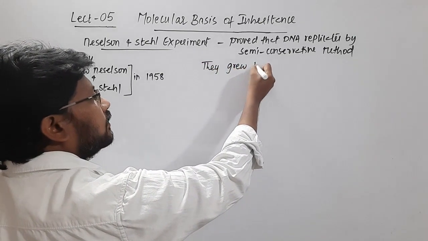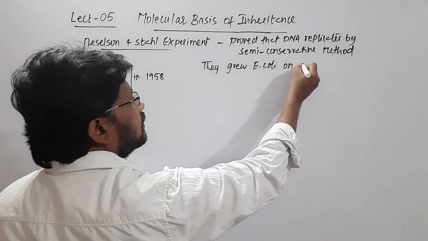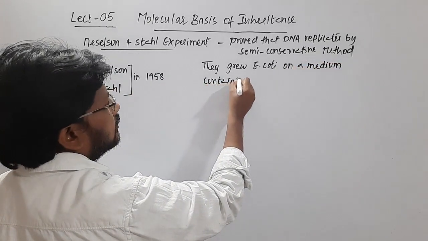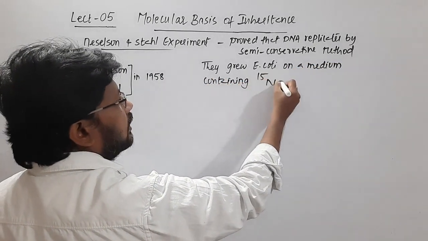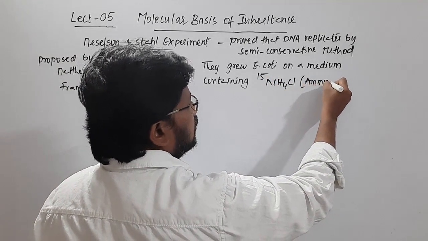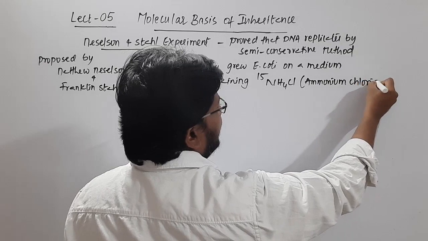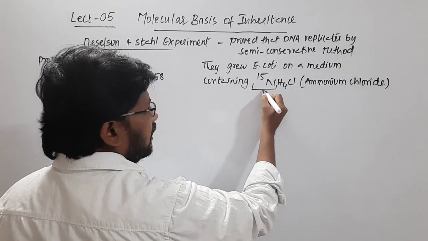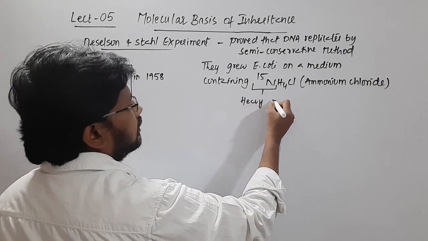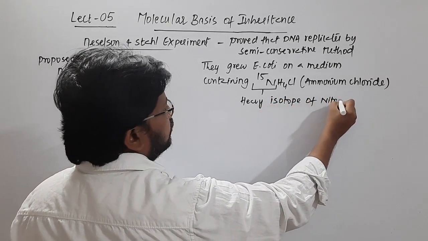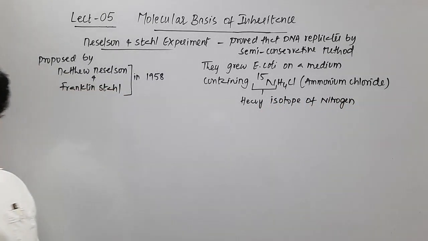They grew E. coli on a medium containing N15H4Cl. This is called ammonium chloride, and it has heavy nitrogen. N15 is a heavy isotope of nitrogen.